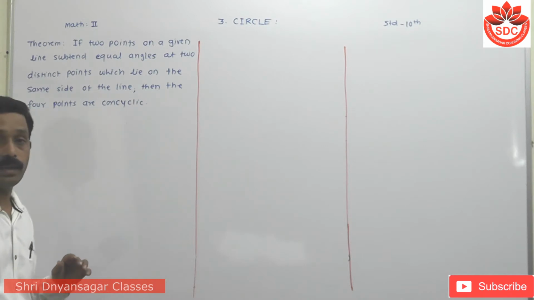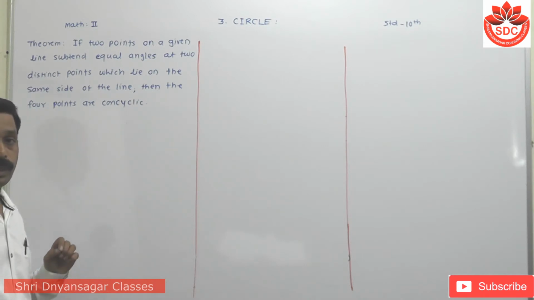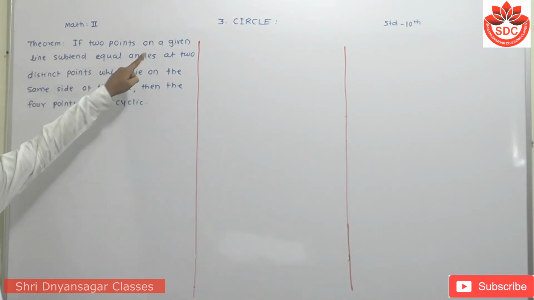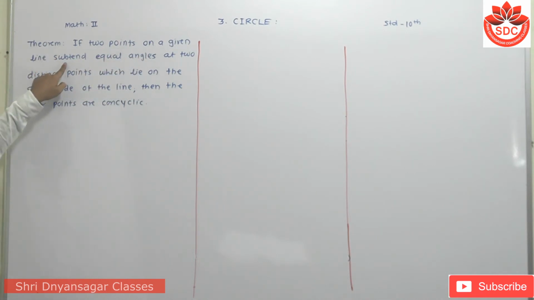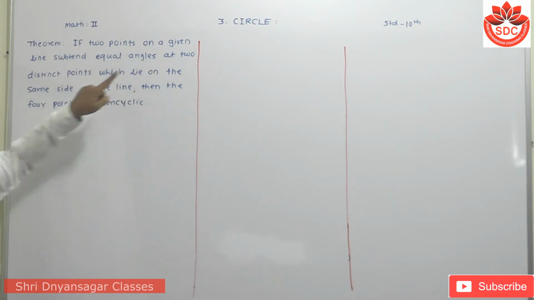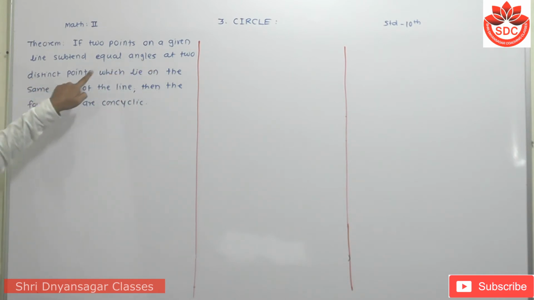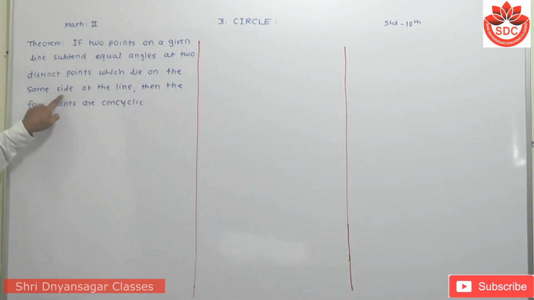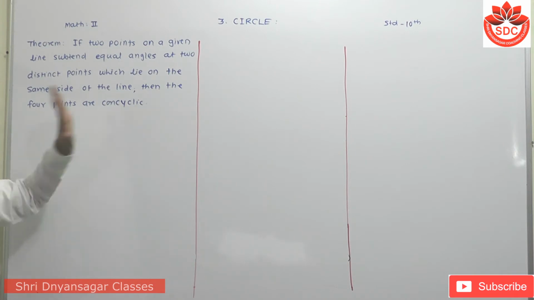Student, we see the next theorem. The theorem is, if two points on a given line subtend equal angles at two distinct points which lie on the same side of the line, then the 4 points are concyclic.